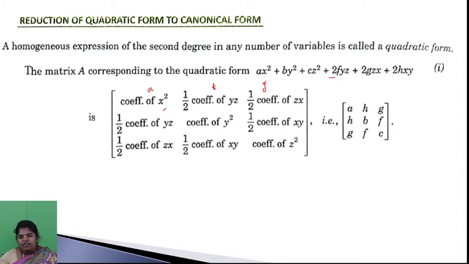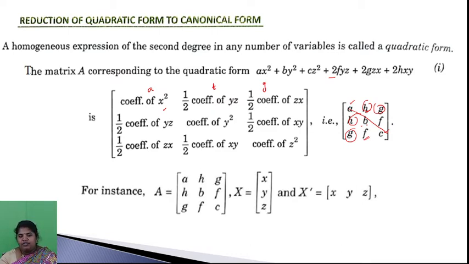Okay, and after forming the matrix, we could see that the matrix is in symmetric form. See for this, here the diagonal elements are a, b and c, and the first row second element is h, second row first element is also h. Similarly, first row third element is g, and third row first element is g. So if we consider the diagonal elements, all other elements are symmetric. Therefore, this matrix is a symmetric matrix.